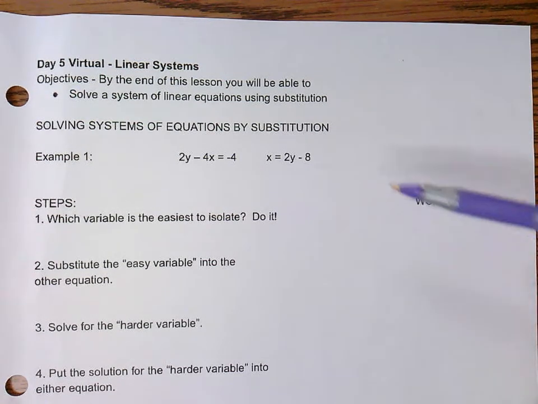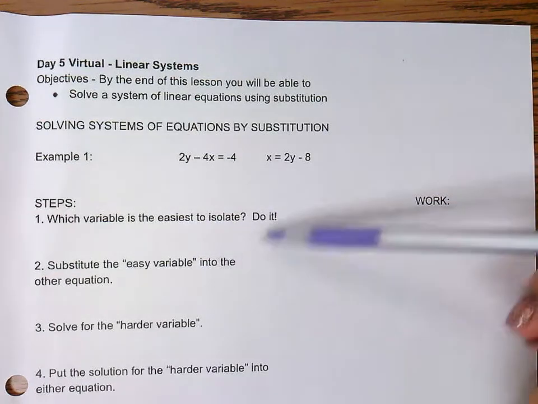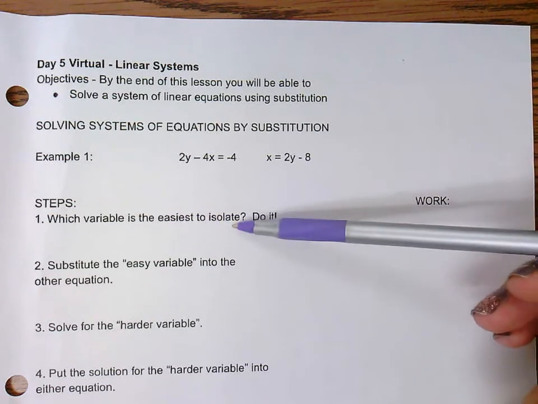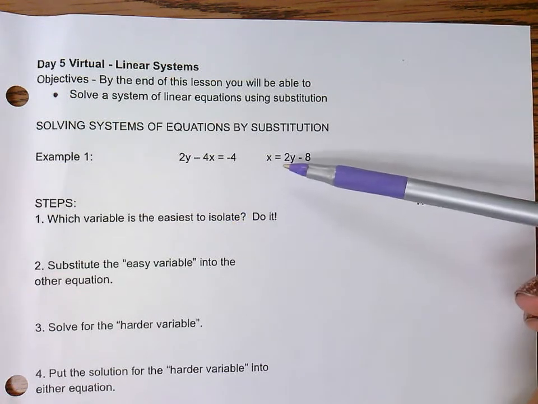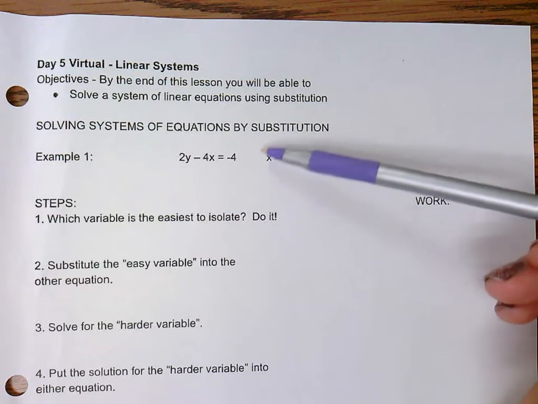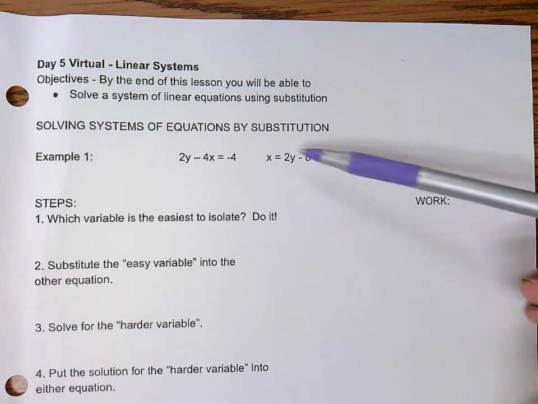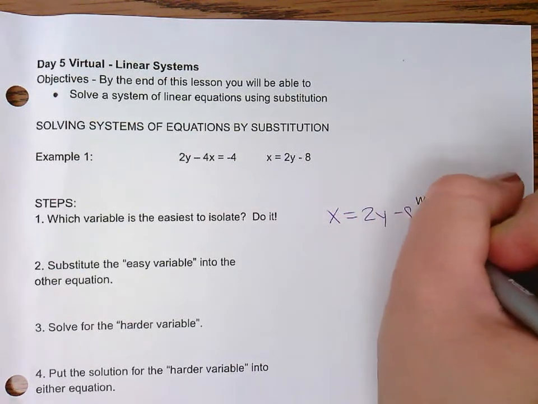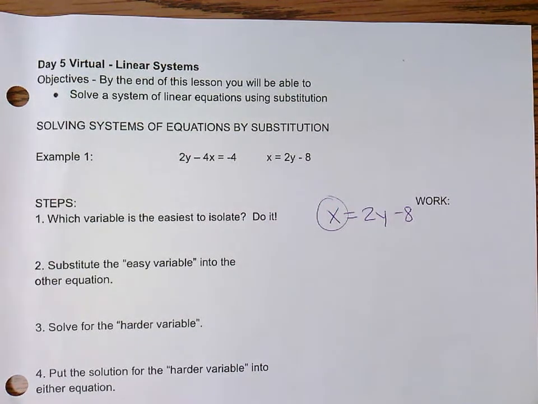So the first step is to look at your two equations. Do you have a variable that is easy to isolate, meaning get it by itself? This example already has one of the variables by itself. Yes, I have x equals 2y minus 8. X is already by itself.